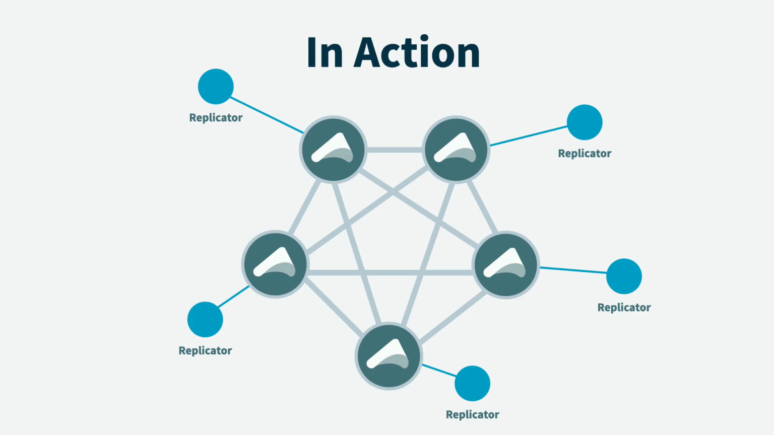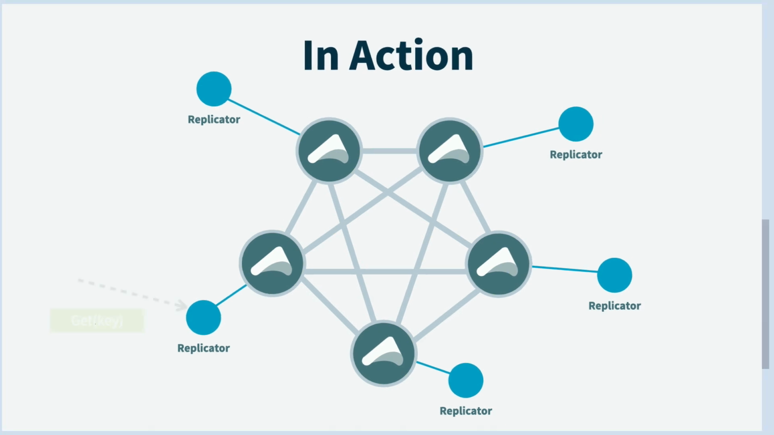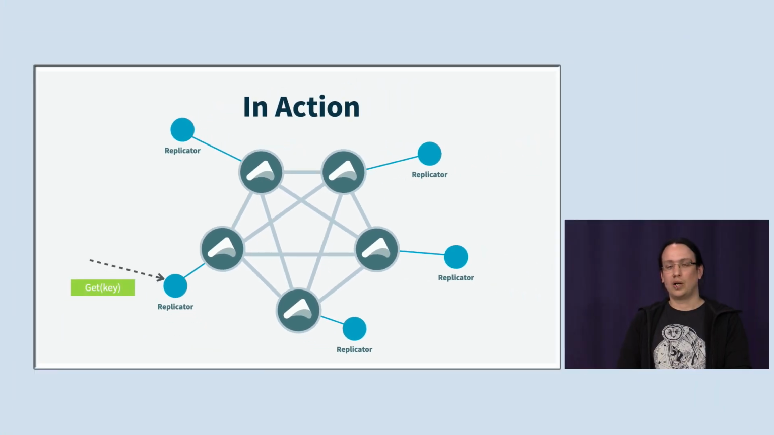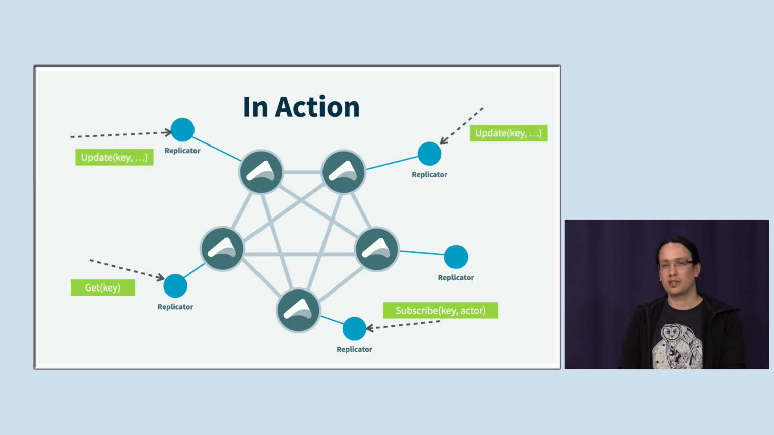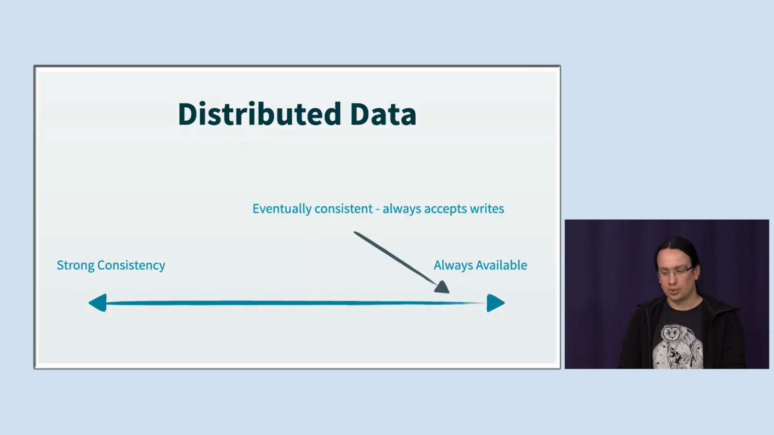So in action, you will have a replicator actor running on each node. You can ask any of these replicators the current value of a key. And you can subscribe to changes of one of these data structures to get updates every time it changes. And then you can update it on any node. And those changes will reach all nodes in the cluster.